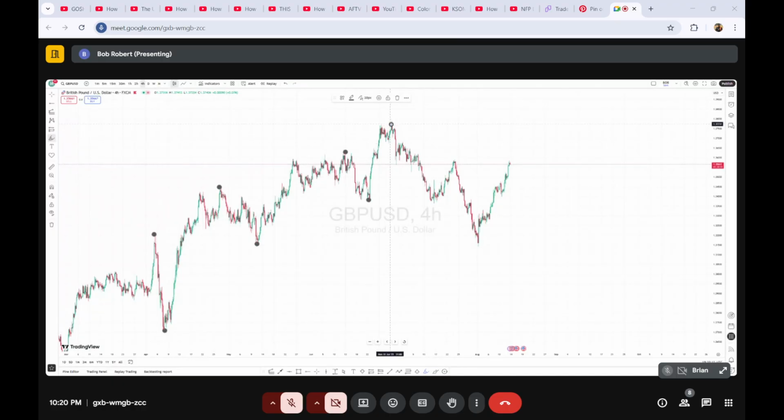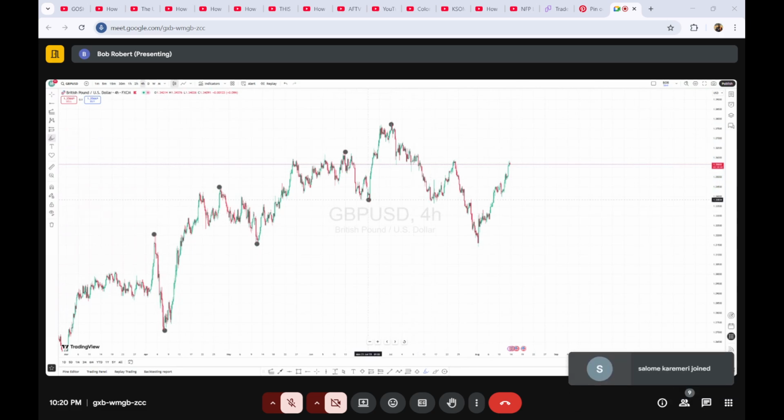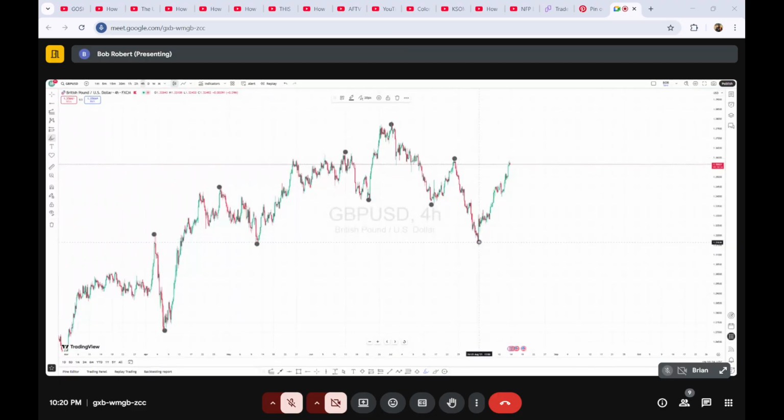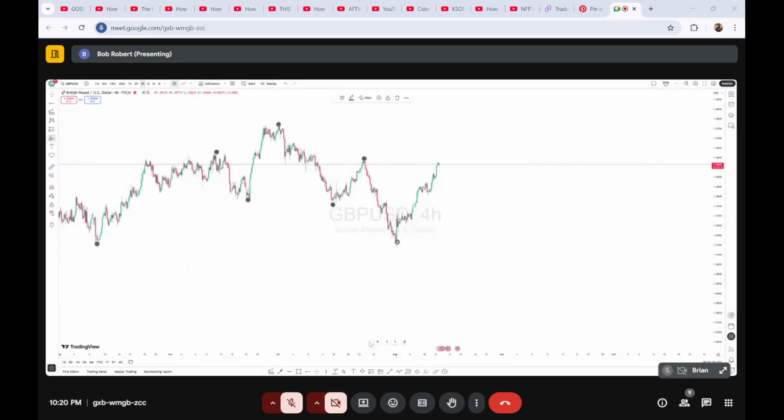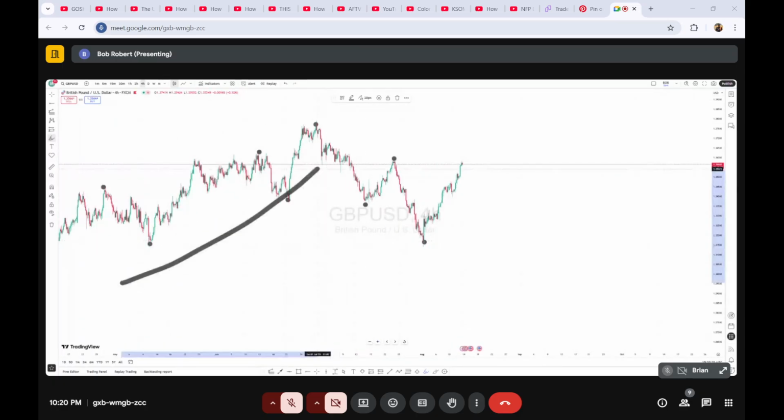However, something happened here. We got a change of character, and we got it around this level. So now the market started giving us something like this. Once you get something like this, you know that the market has shifted from being bullish, it's now bearish. That's step number one. So we are bearish. That's step number one. We are bearish. Okay. Now number two.